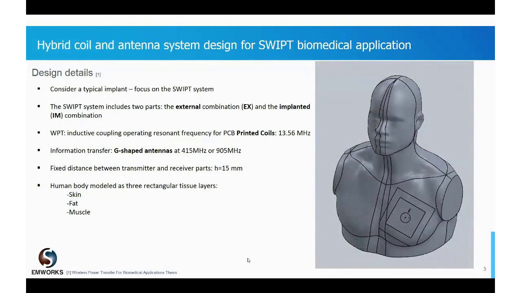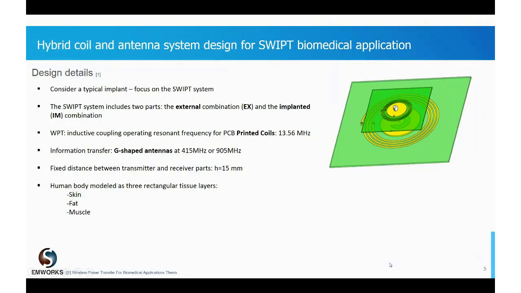implant. This is a model taken straight out of our SolidWorks HF solution, and you can see in this model that we consider a human body with all its properties, and we're going to focus specifically on this implantable system. The SWIPT system consists of two components. We have the external coil that's going to power the implant, and an internal coil to receive that power. And we have two antennas on either side for communication.